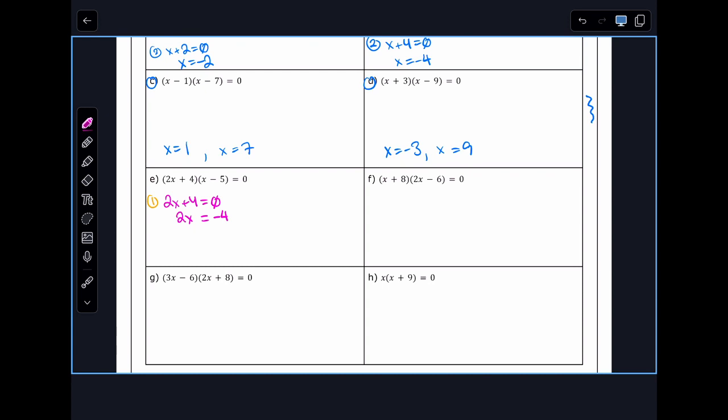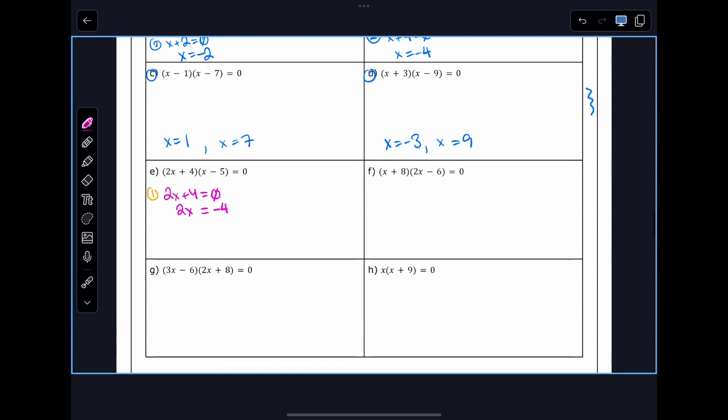Now, in order to isolate the x, I'm going to need to divide both sides by 2. So I'm going to do 2x divided by 2 and -4 divided by 2, which will leave me with x is equal to, if you punch that in your calculator, you'll get -2. So unlike A, B, C, and D, where we only had to do one operation to isolate the x, here we had to do 2.